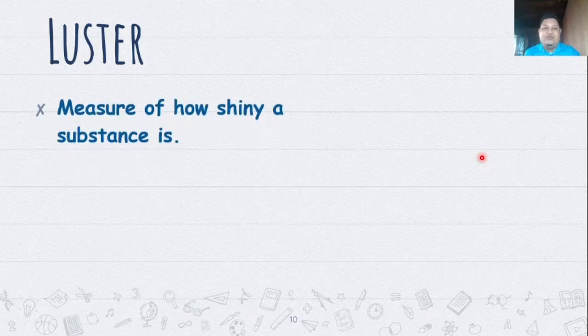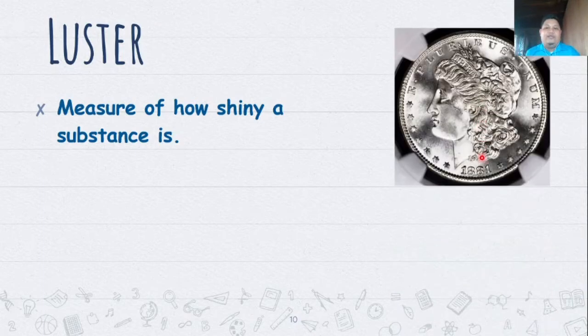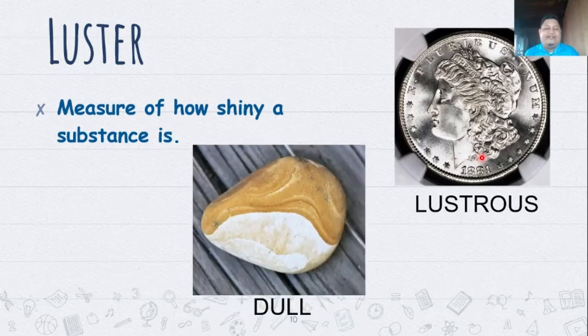Luster is the measure of how shiny a substance is. So it's either not shiny or shiny. When we say that a particular substance is shiny, it is said to be lustrous. But if it is not shiny, we say that it is dull, just like this rock. So whenever an object is not shiny, it is dull. But if it is shiny, it is lustrous. And the measure of how shiny a substance is is what we call luster.